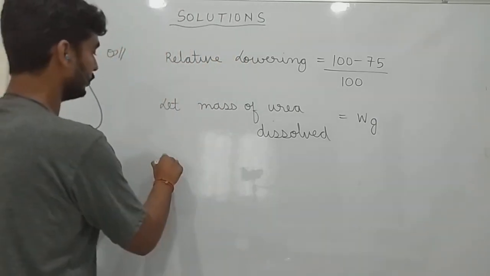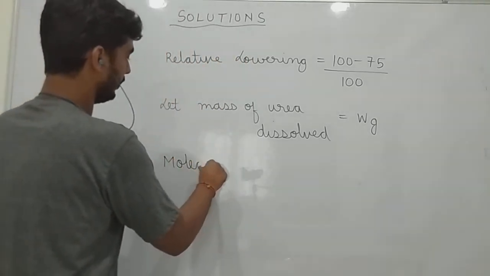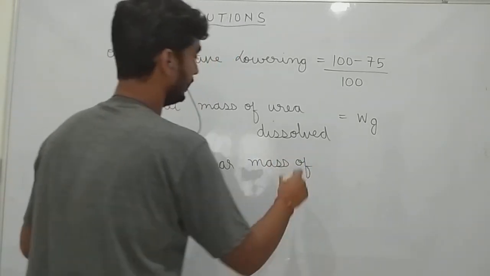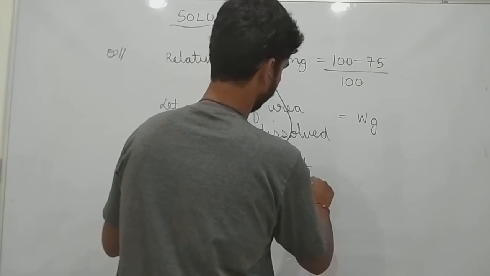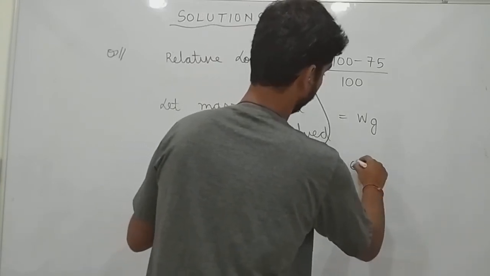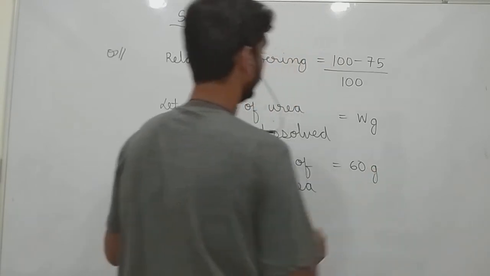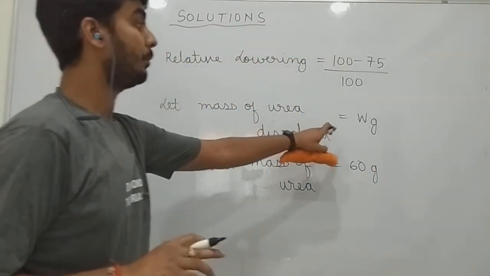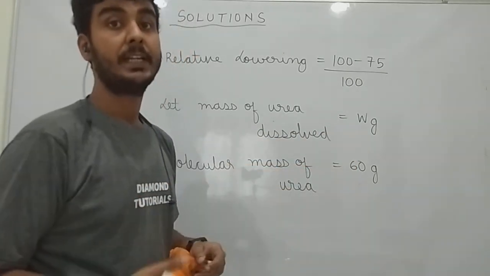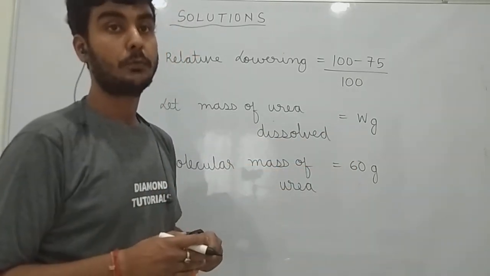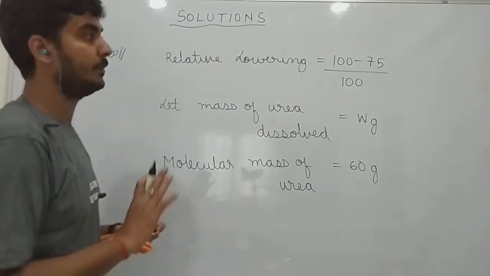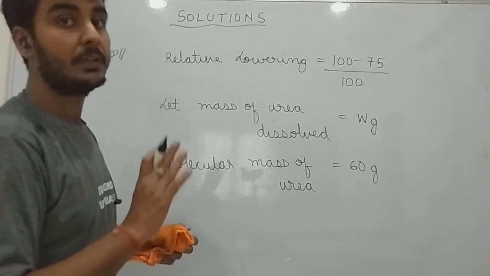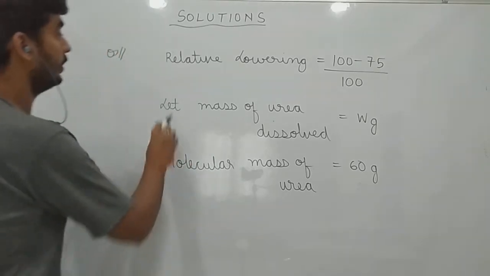What is the molecular mass of urea? It is 60 grams, or gram molecular mass is 60. You can calculate it for yourself. Now we can find the number of moles of urea. Similarly, we have to find the number of moles of water, which we can find because the mass of water is given and we know the molecular mass of water is 18.